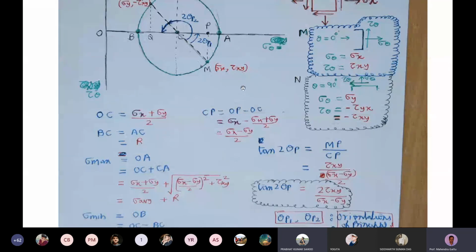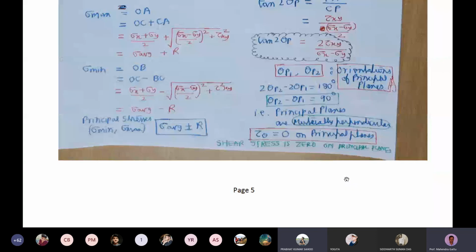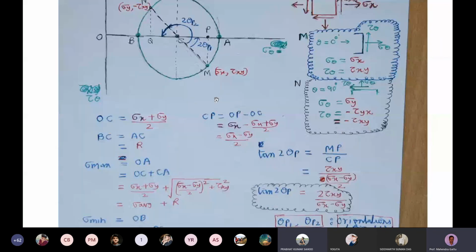What is CP? CP is OP minus OC. OP is actually sigma x and OC is sigma x plus sigma y by 2. So CP is sigma x minus sigma y by 2. And the MP value is tau xy. So tau xy by sigma x minus sigma y by 2. So we get tan 2 theta p is 2 tau xy by sigma x minus sigma y.